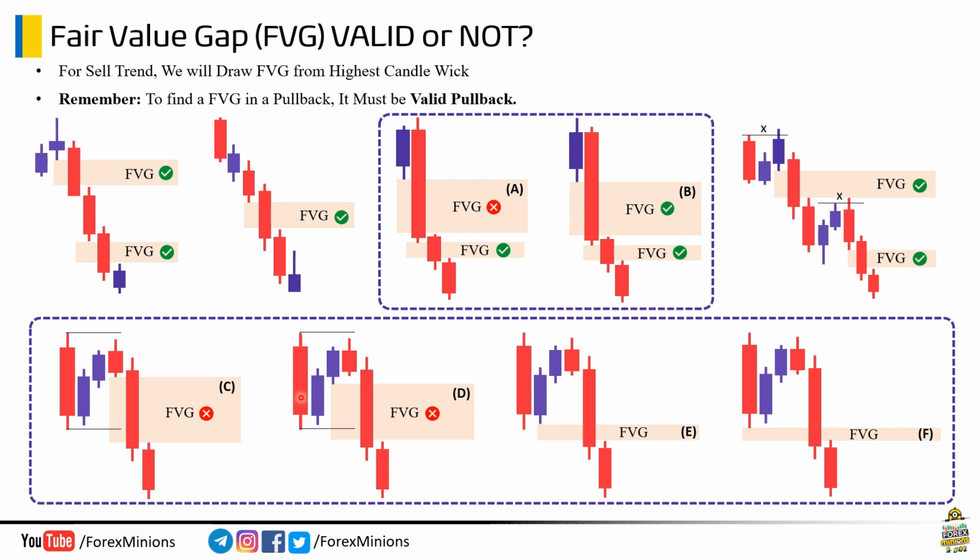If you notice the E diagram, this is also an invalid fair value gap zone, for the reason discussed earlier. Well, if we check the F sample, this fair value gap is valid, because this is marked from the highest candle's wick. Let's check out more examples for more understanding.